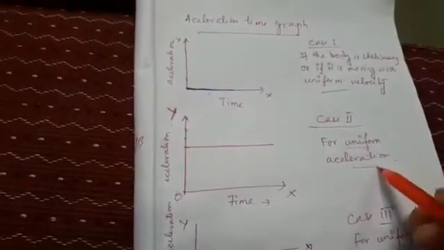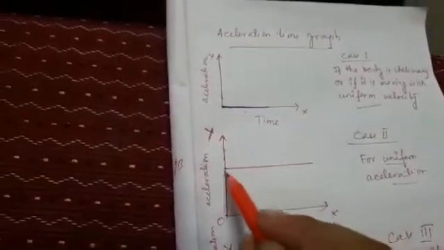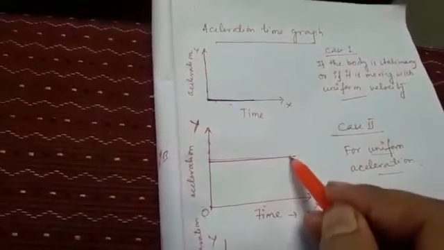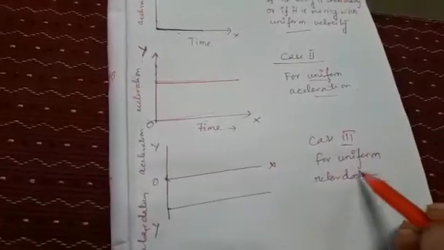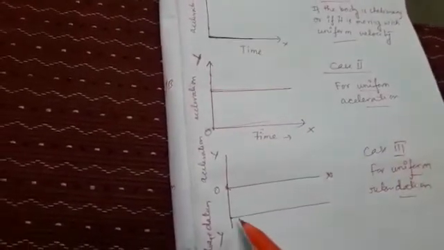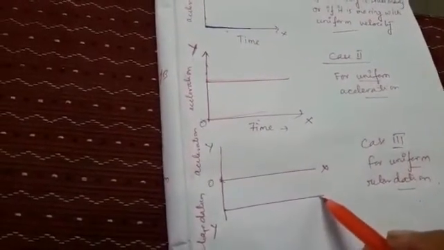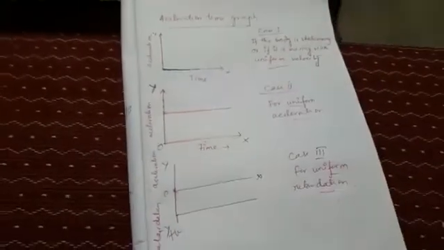Fine. And if the body is having a uniform acceleration, then the acceleration-time graph will be shown by a line parallel to the x-axis in the positive direction of the y-axis. And this is the case where the body is having uniform retardation. So in this case the acceleration-time graph will also be a straight line, but in the negative direction of the y-axis, and parallel to the x-axis. So go through these figures, study well.